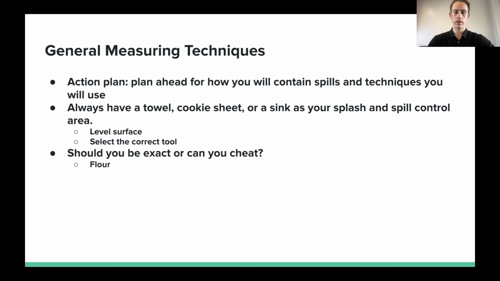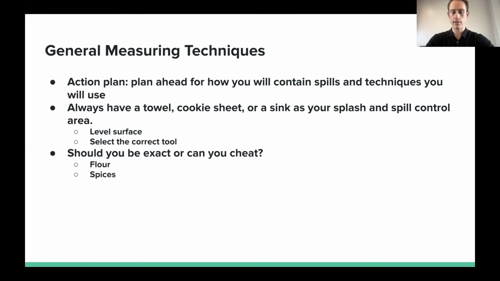So flour, let's put an E for exact or C for cheat in the chat if you think we need to be exact or you can cheat when you're measuring flour. And what I mean by cheat is you don't have to be exact with the amount that you put in. You don't have to have a perfect 1 cup measurement. You can have just a little bit less, or you can have a little bit more. So flour, can you be exact or cheat? I'm seeing an E, very nice, that is correct. Most of the time with flour, you need to be exact.